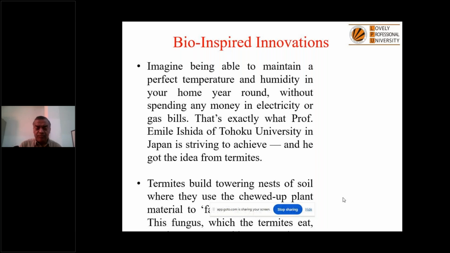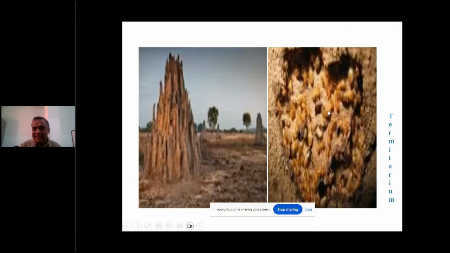So termites build towering nests of soil where they used to chew the plant's material. Wood is chewed, and then the fungus, which the termite eats. This is what is happening: termite eating wood and leaving behind these types of waste soils. Actually, this is excreta of the termite.